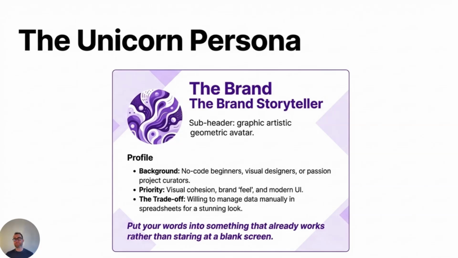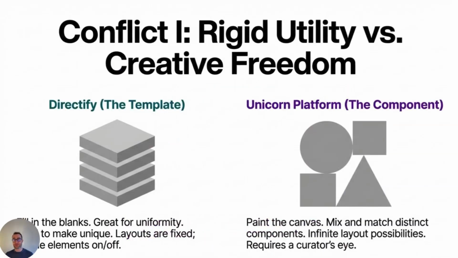But the problem and the reason that I don't always want to build directories with this is because you got to manage the data manually in spreadsheets. It looks great, but you're actually entering the data of these listings into Google Sheets. I don't love working with spreadsheets. That's just my thing. If you do, then you would love Unicorn Platform, and it looks really nice.